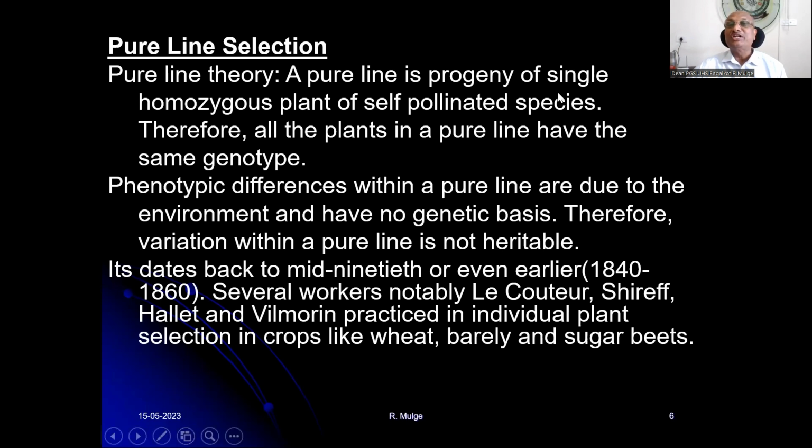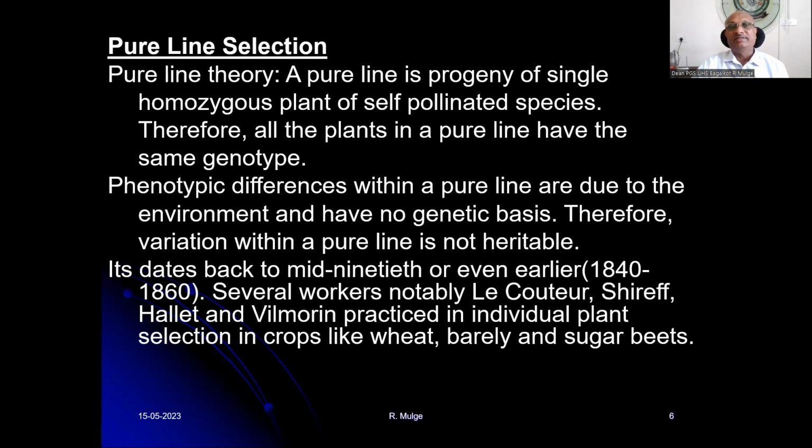So a pure line is a progeny of a single homozygous plant. Because it's homozygous, it will not segregate. This is applicable to self-pollinated crops only. Therefore, all the plants in a pure line have the same genotype because there is no segregation, right? Because the mother plant you have selected is homozygous. From that, any number of plants you take, and it is a self-pollinated crop. Remember the rule. That's why you have complete homozygosity there, and you are carrying it further.